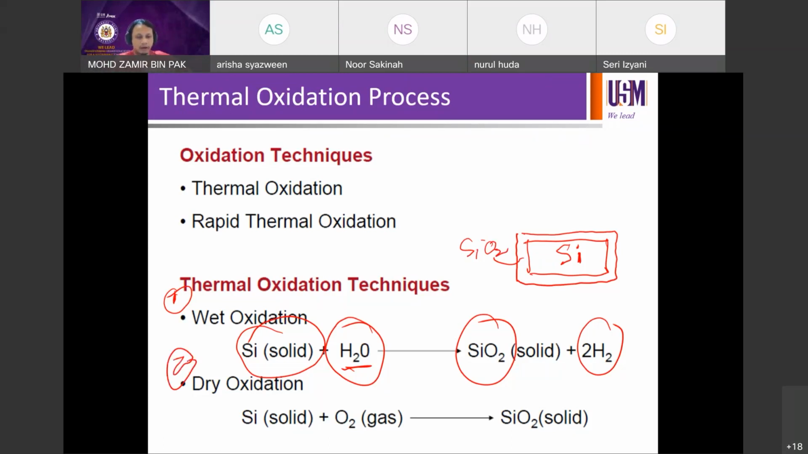Process number 2 is dry oxidation. So you use your silicon wafers, put them in the furnace, but then you don't use water vapor anymore, but instead use oxygen gas. So there's no wet component in the process, just gas coming in. So you're still going to end up with silicon dioxide, same as above. But there are differences in the properties of the silicon dioxide grown through wet oxidation versus dry oxidation. But you're still going to get silicon dioxide essentially. It's just that the properties are different.